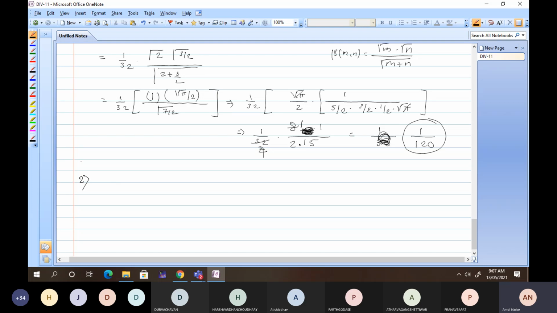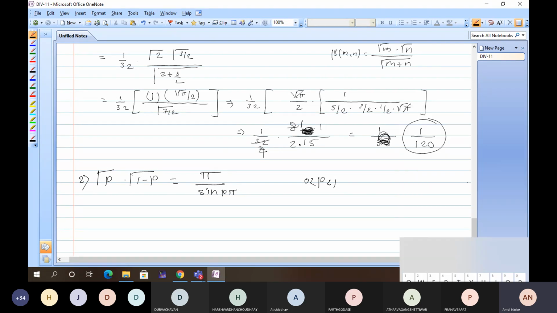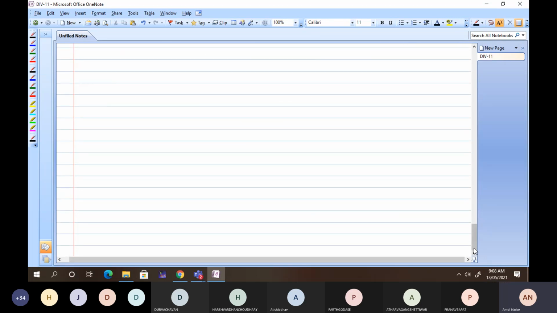Before starting with the problem, can someone tell me, if I have gamma of p into gamma of 1 minus p, what is the value of this when p lies between 0 and 1? This value is pi upon sine p pi. Correct, pi upon sine p pi. This property works almost everywhere. In the beta function, we have the relation between beta and gamma, the relation is m into n. So here it's very easy, no problem. We will get 3 comma 2 and 3 by 2. But sometimes this property always works, so you need to think on that. So we will take one problem on that.